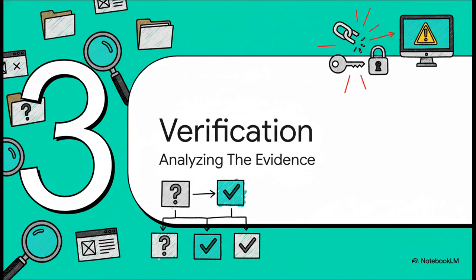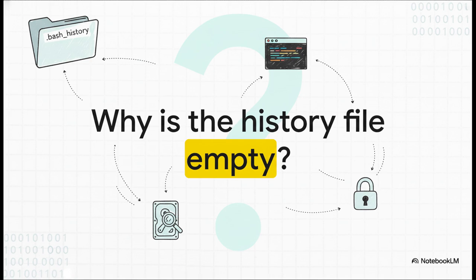Before you jump to any conclusions, you have to analyze the context of your evidence, or the lack of it. So you check a user's home directory, and the .bash_history file is just empty. Your first thought might be, great, it's clean. Or maybe even worse, oh no, someone wiped it. But hold on. An empty file can mean a lot of different things.